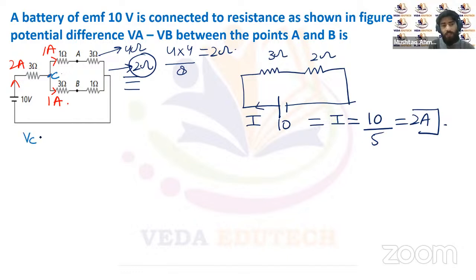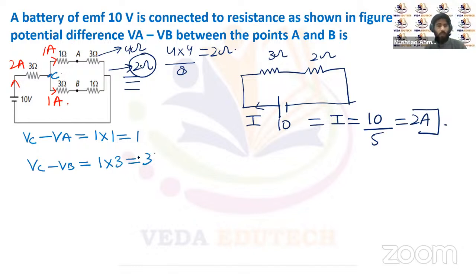The potential at point C, that's VC, and the potential at A, that's VA: VC minus VA should be equal to the current flowing through this 1 ohm resistor, that's 1 ampere, multiplied by the resistance, that's 1 ohm. It means that it should be equal to 1. Similarly, for the 3 ohm resistor here, the current flowing is 1 ampere, and VC minus VB will be equal to IR, where I is 1 ampere and the resistance is 3. That will be equal to 3. Let me call this equation first and this equation second.